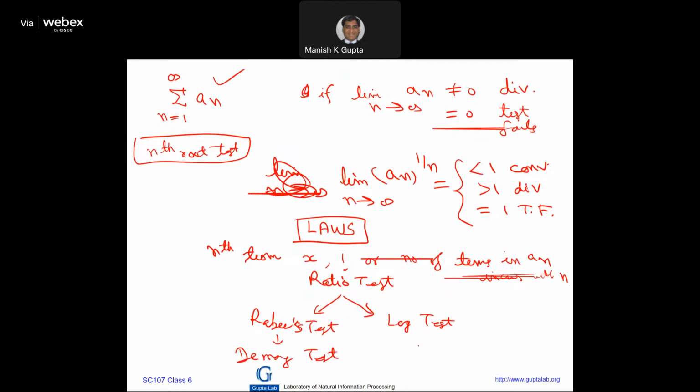Have you read these things? Higher log test. So the ratio test, depending upon conditions, I will show you those things. Either you apply Raabe's test or De Morgan's test, or on the other side the log test, higher log test, and so on. And once these laws are exhausted, then you apply the comparison test. I'll tell you what this comparison test is also, once these things fail.